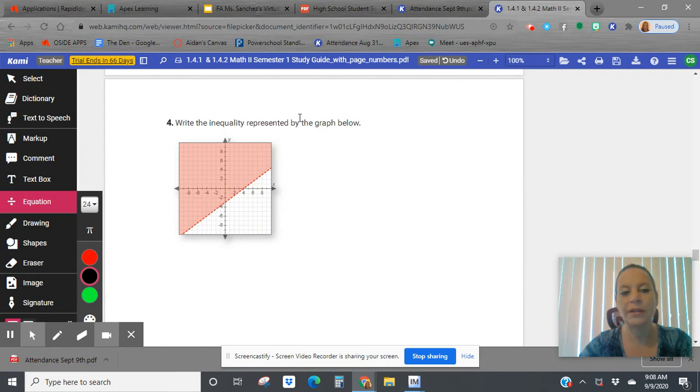Write the inequality represented by the graph below. So remember the signs we just did in the study guide? So I still need my b, which is a negative 3. I still need my slope, which is up 1, 2, 3 over 1, 2, 3, 4.